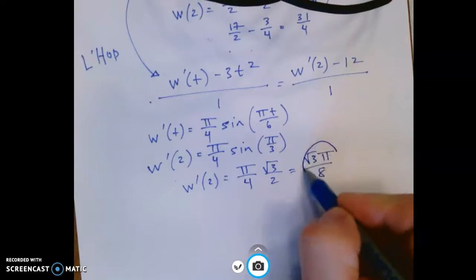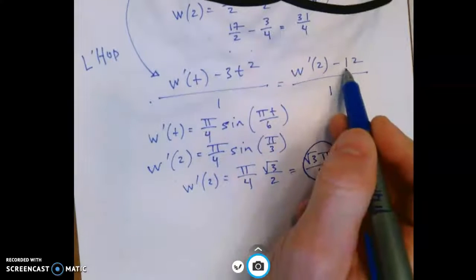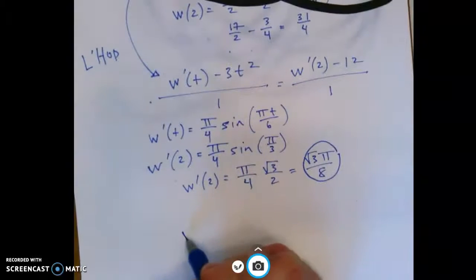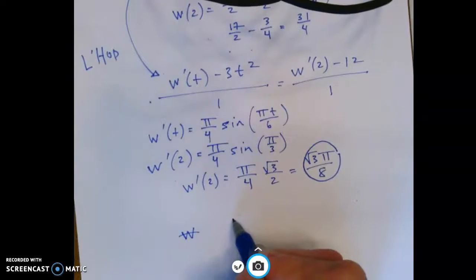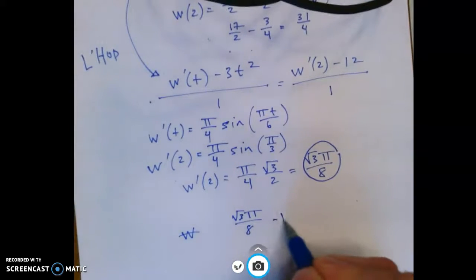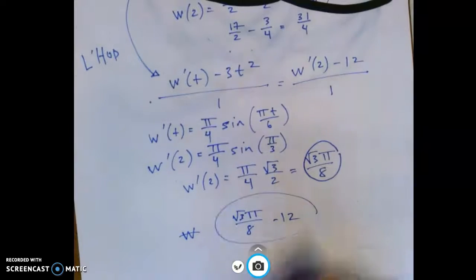That is just the W prime of 2. And then we remember we subtract 12. So our final answer is root 3 pi over 8 minus 12. That is the limit as t approaches 2.